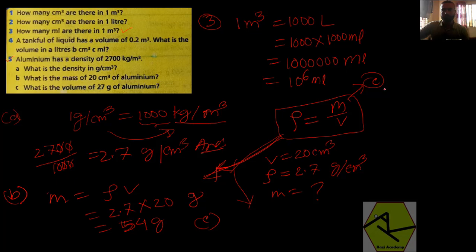V equals to m divided by rho. So m is given here, 27 gram, and rho is from the number A, 2.7 gram per cubic centimeter. So 27 divided by 2.7 will make 10 cubic centimeter. This is the answer of number C.